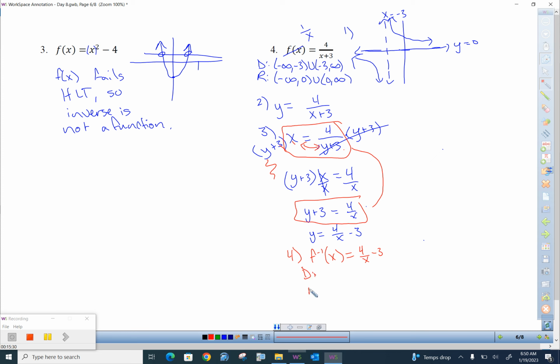So we work hard on the original graph so that we don't have to work hard on the inverse. You just take the domain from the original and move it to the range, and the range from the original, like this one, becomes the new domain. But it should match the equation that you come up with.